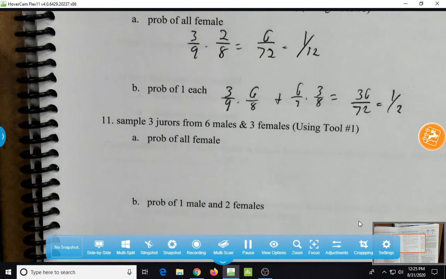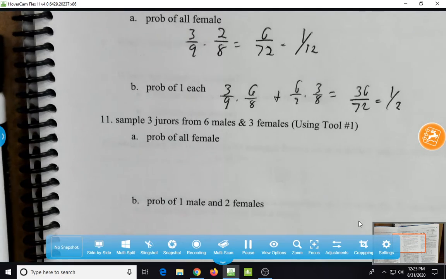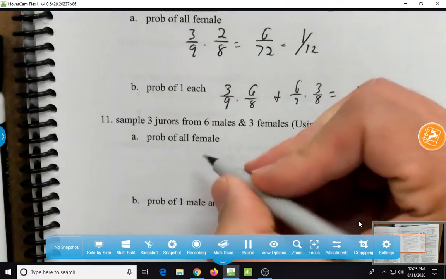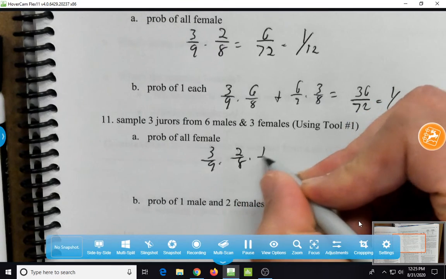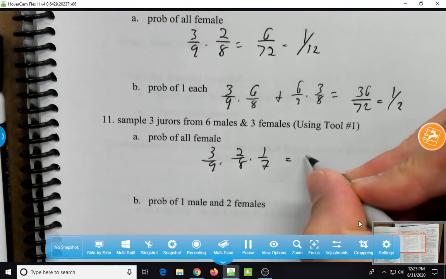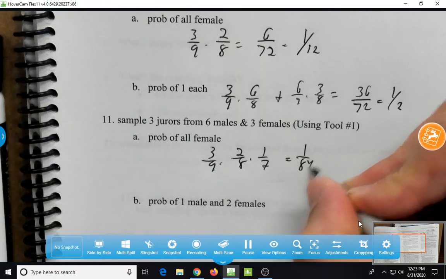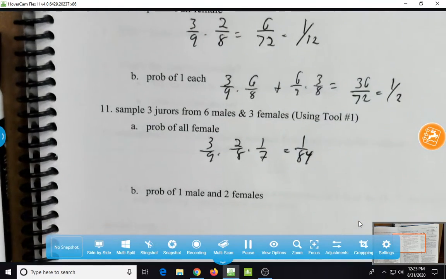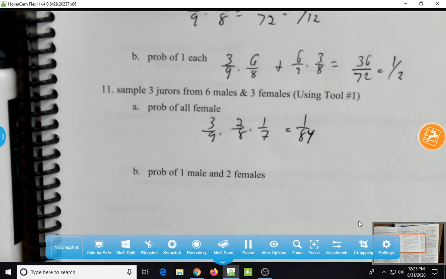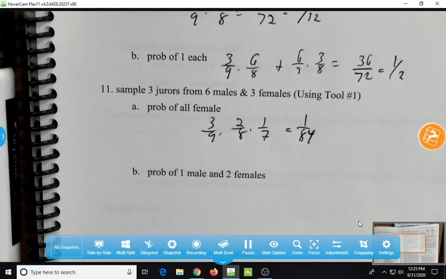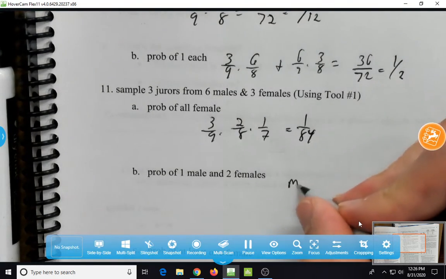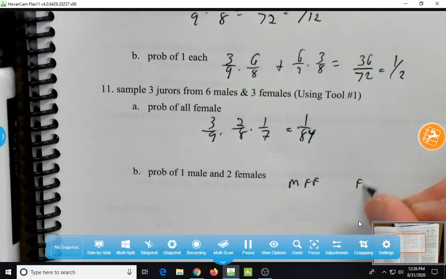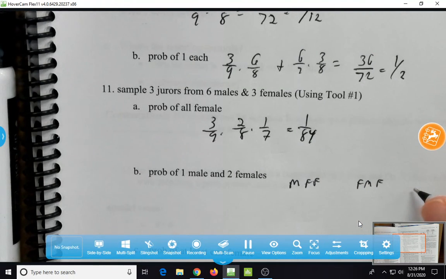Okay, so the probability of all females, 3/9 times what? And is that 1 over 84? Okay. What about now for one male and two females? Well, let's think about that one. That could be male, female, female; female, male, female; and female, female, male.